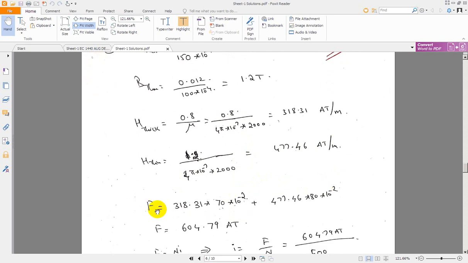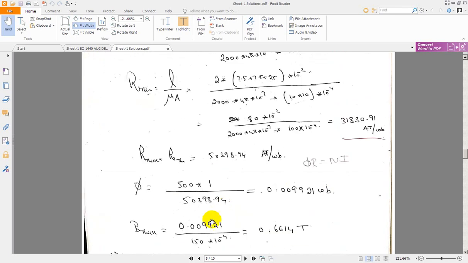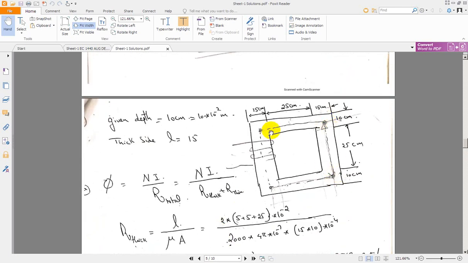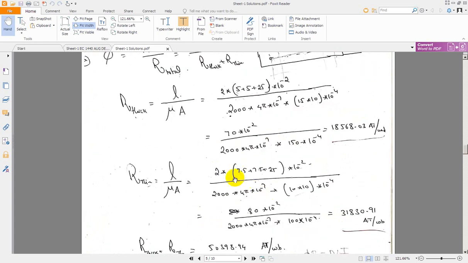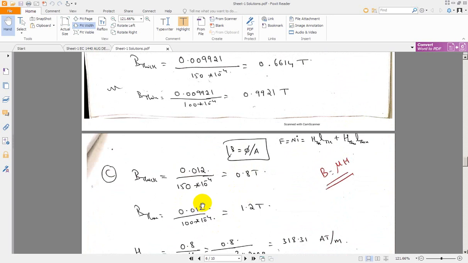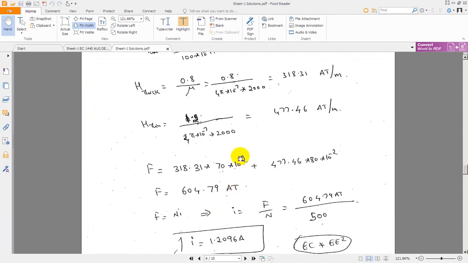Now the total magnetomotive force will be equal to H into L, H thick into L thick plus H thin into L thin. How we got this length? Same from here. From the circuit, this length, this plus this is L thick, and L thin will be this plus this, what we have calculated here. This value we are placing it here. We are using it here. L thin, H thick, L thick, H thin, L thin.